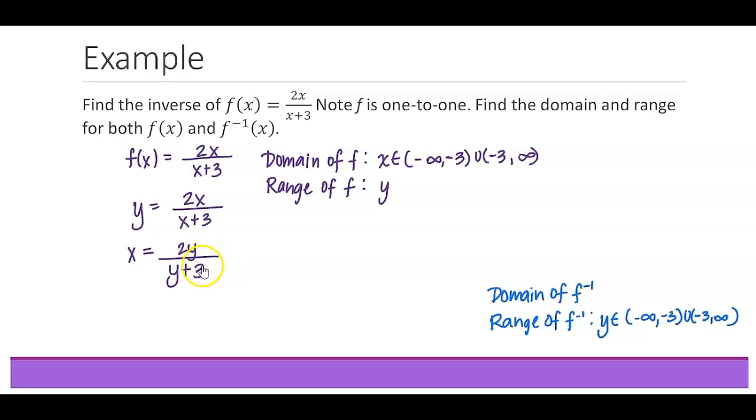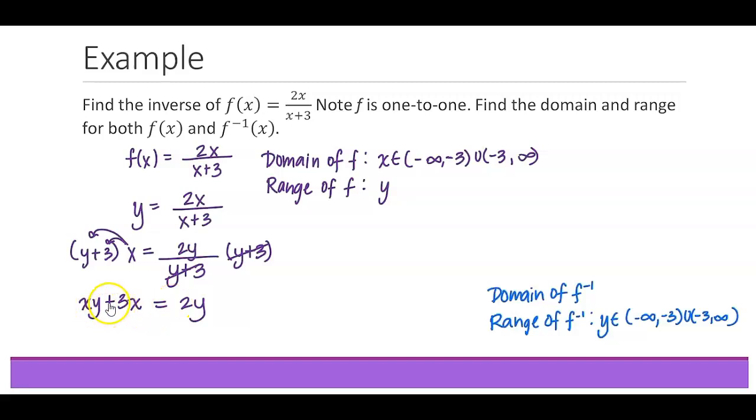So the first thing I'm going to do is multiply both sides by y plus 3. If I multiply by y plus 3, I'm basically clearing my fraction. So the y plus 3 on the right side is gone. And now I want to distribute in this x on the left-hand side. So if I distribute in this x, I'll get x times y plus 3x is equal to 2y.